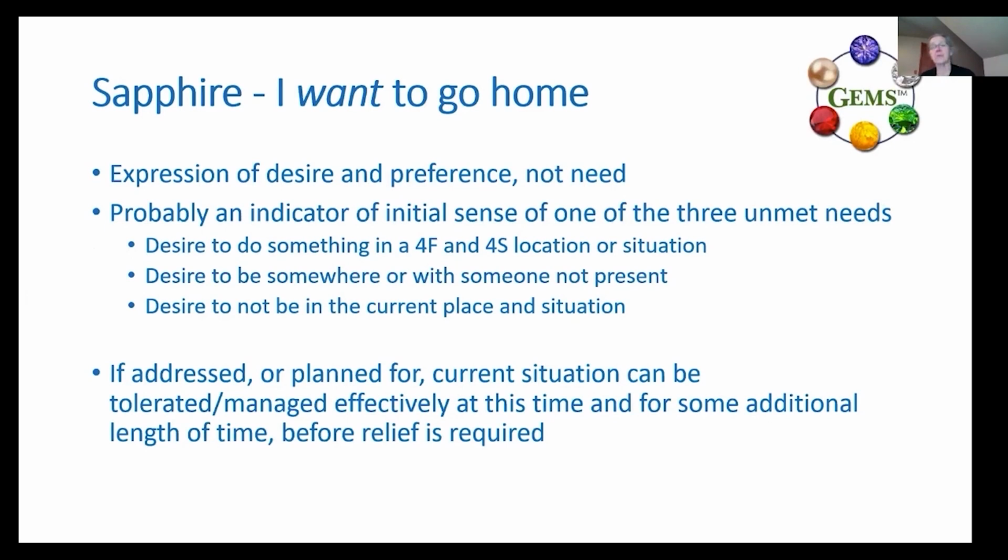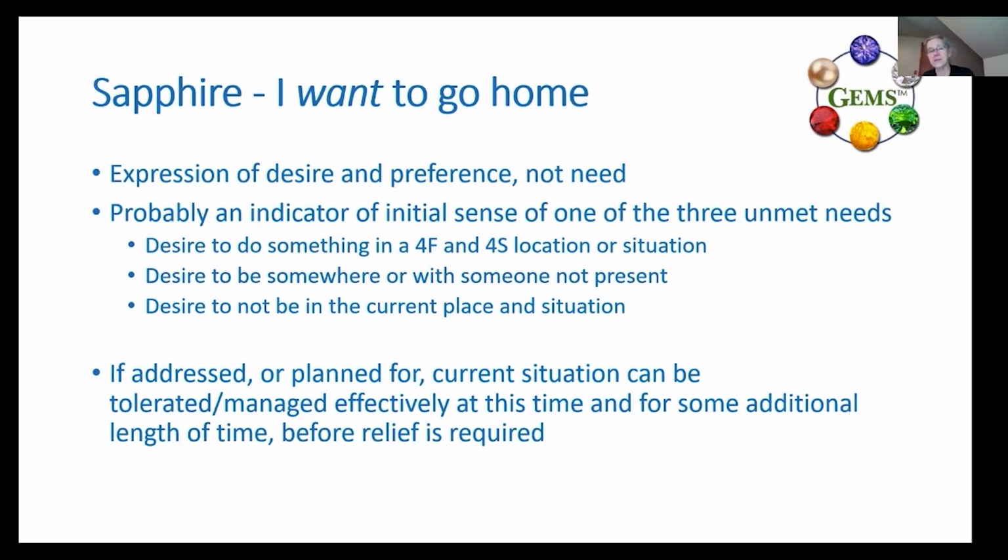So sapphire, let's start with a sapphire and see if we can figure this out. When I say I want to go home, a sapphire, somebody who's true blue, is saying, I'm expressing a desire and a preference, not a need. I want to go home. So I'm not saying I need to get home right now. I'm saying I want to go home. What that means is it's an indicator of an initial distress, or a sense that I have an unmet need. It's unmet. It's not horrible, but it's getting there.